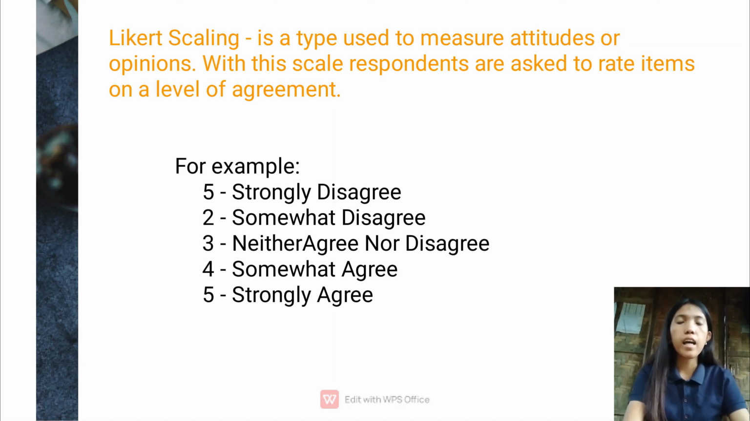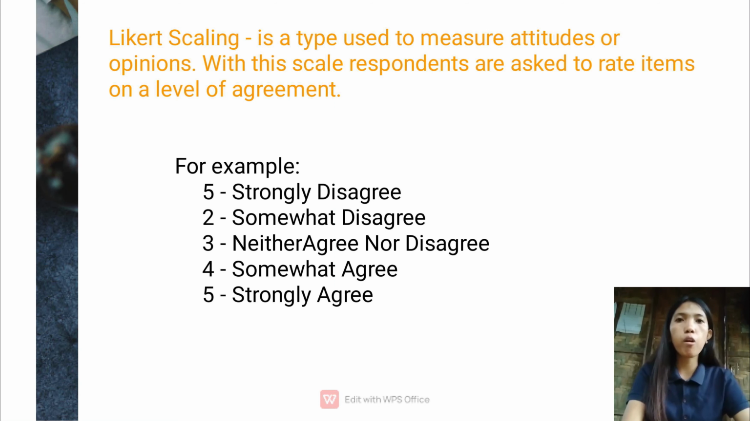Likert scale. A Likert scale is a type used to measure attitudes or opinions. With this scale, respondents are asked to rate items on a level of agreement. To collect data, you present participants with a Likert type question or statement and a continuum of possible responses with 5 items.